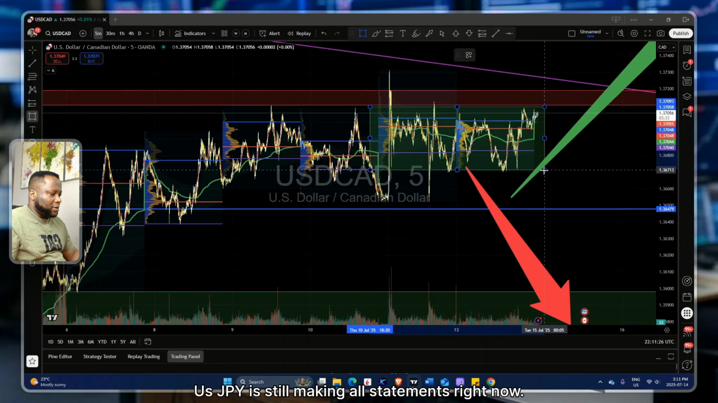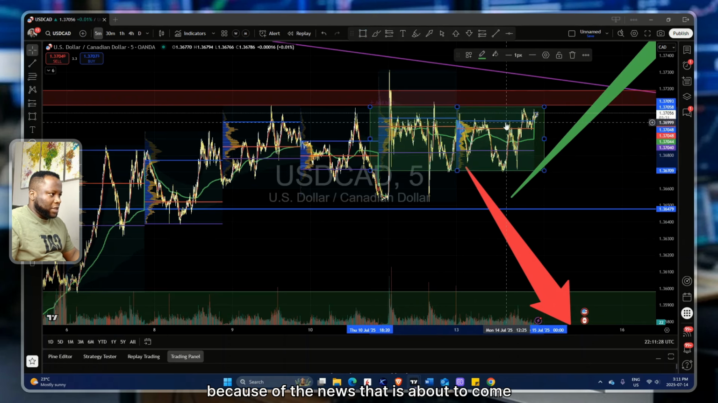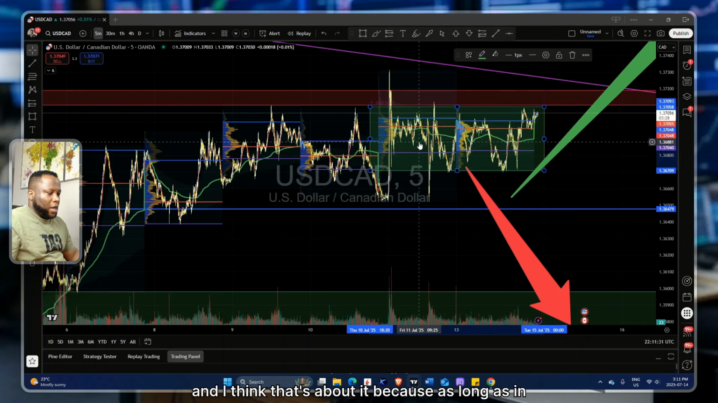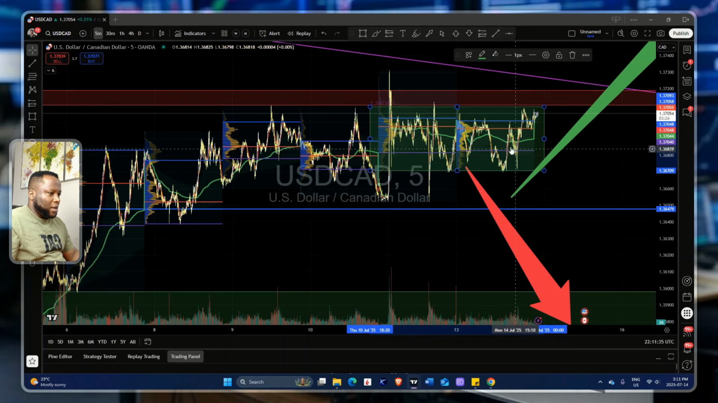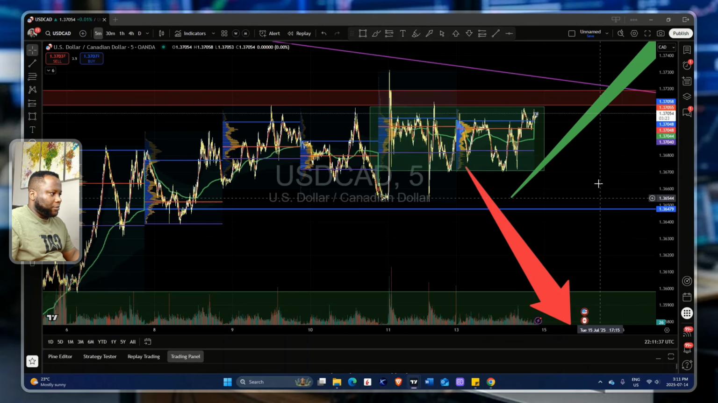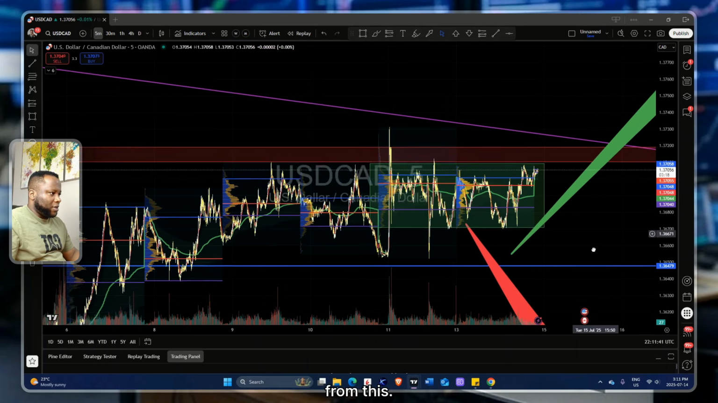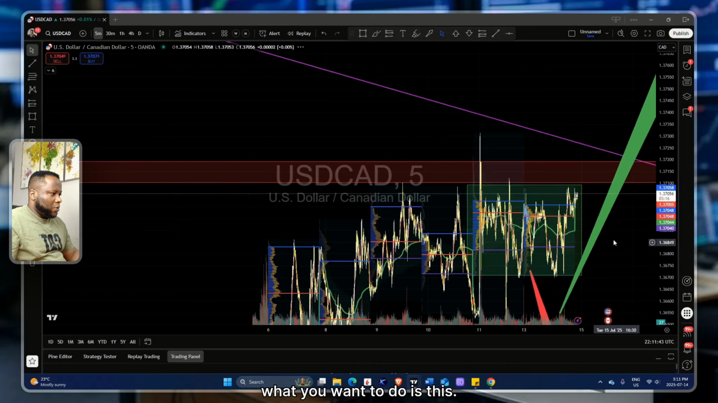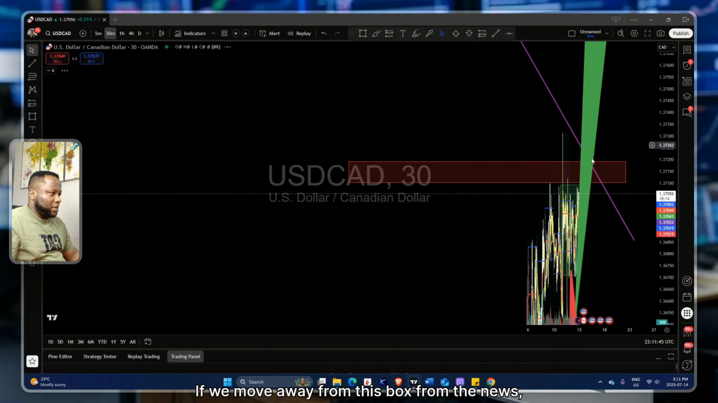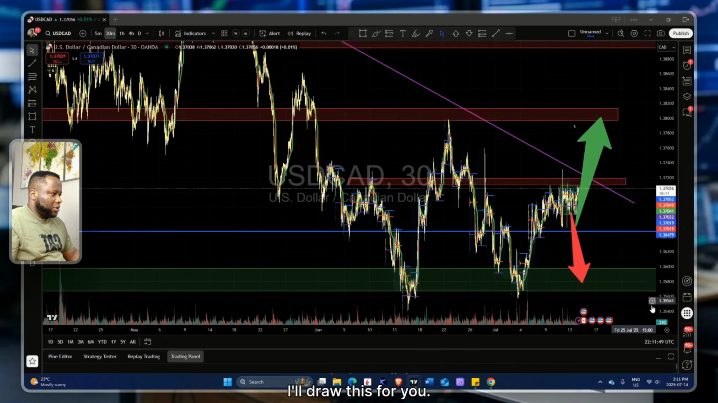USDJPY is still making no statements right now. Two reasons, because of the news that is about to come, and I think that's about it. Because as long as we're in this box, we're in consolidation, and if we have the high impact news and we move away from this box, I'll draw this for you.